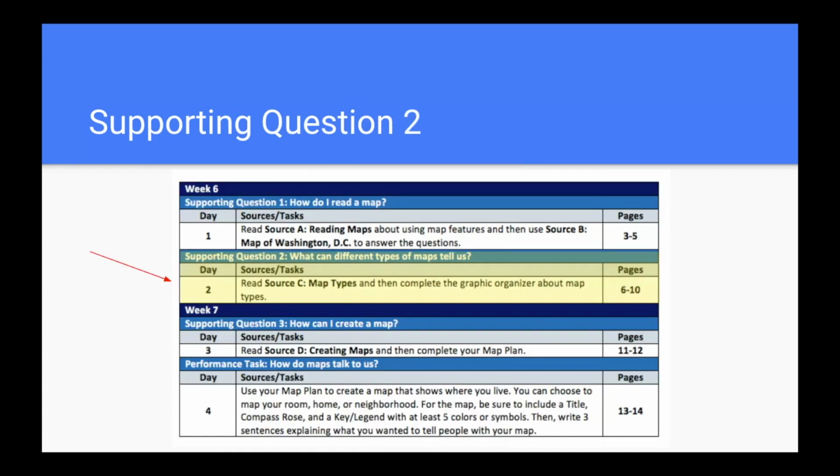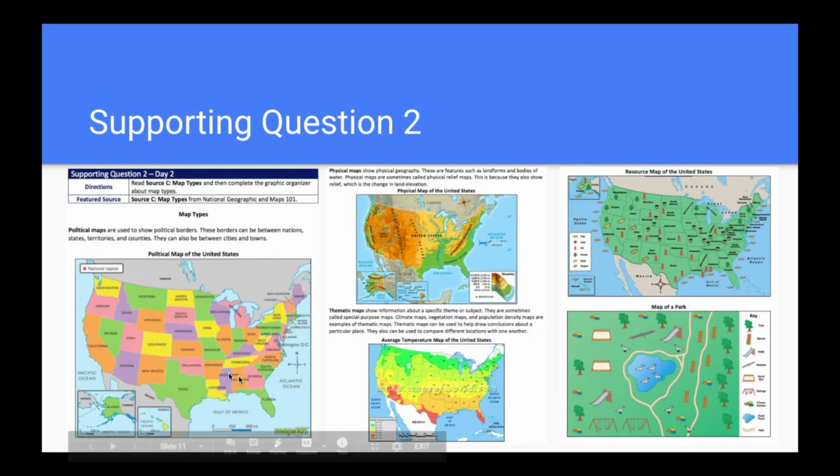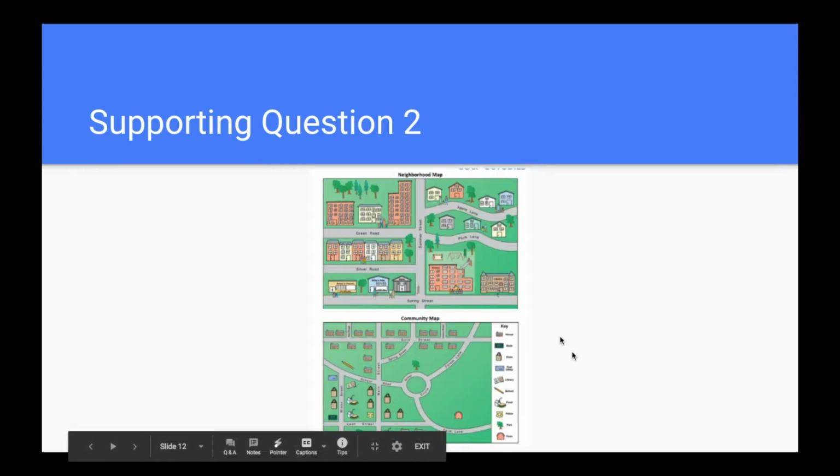Next, let's think about supporting question 2, what can different types of maps tell us? I know that all maps look a little different, and that is because they each tell or show us something different. As we explore this question, we are going to see many kinds of maps, like political, physical, thematic, and resource. You are also going to see maps of smaller places such as a park, a neighborhood, and a community.